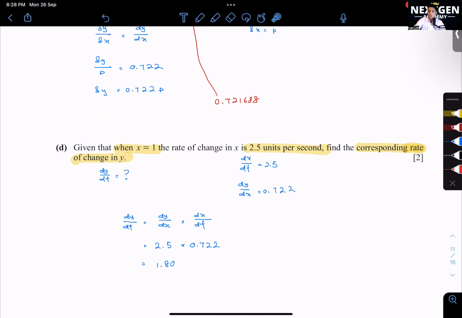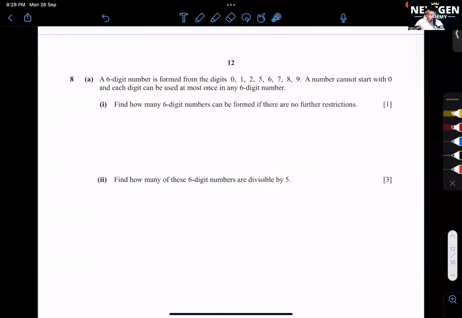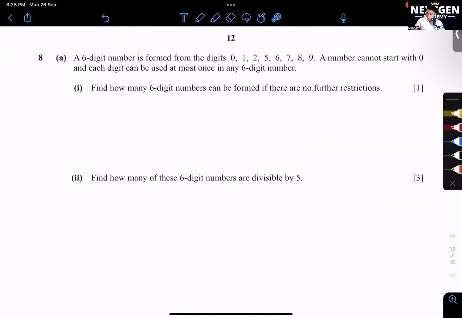Okay, let me see. Question 8. Let's go. Permutation combination question. A 6-digit number is formed from the digits 0, 1, 2, 5, 6, 7, 8, 9. A number cannot start with 0, and each digit can be used at most once in any 6-digit number. So this is your restriction, cannot start with 0. Find how many 6-digit numbers can be formed if there are no further restrictions.